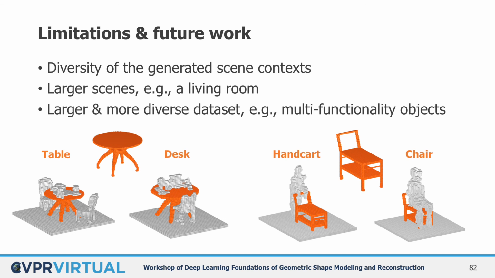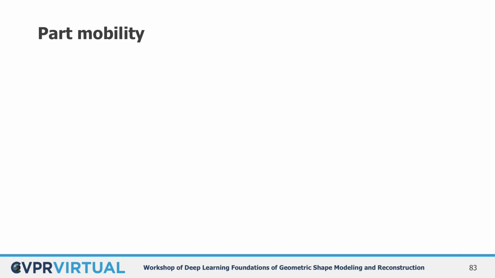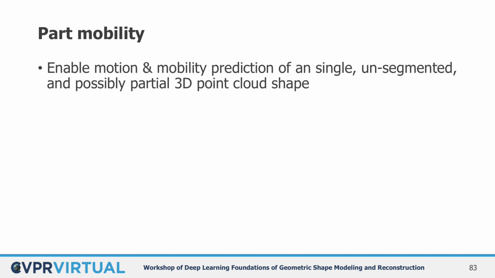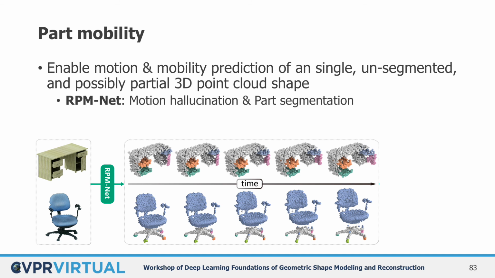For part mobility, we introduce networks that can be applied to predict the motion and mobility of a single unsegmented and possibly partial 3D point cloud that represents a static state of an object. The networks include RPMNet, a deep recurrent neural network that predicts the motion of shape parts and effectively partitions the input point cloud into a reference part and one or more moving parts. And MobilityNet, a deep network that predicts high-level part mobility parameters that describe the potential motion of the moving parts detected by RPMNet.